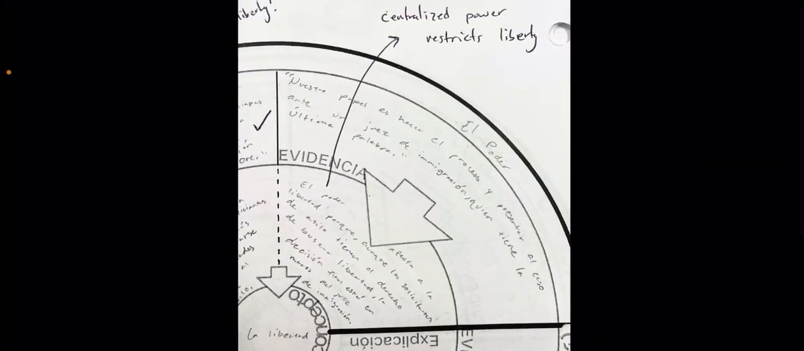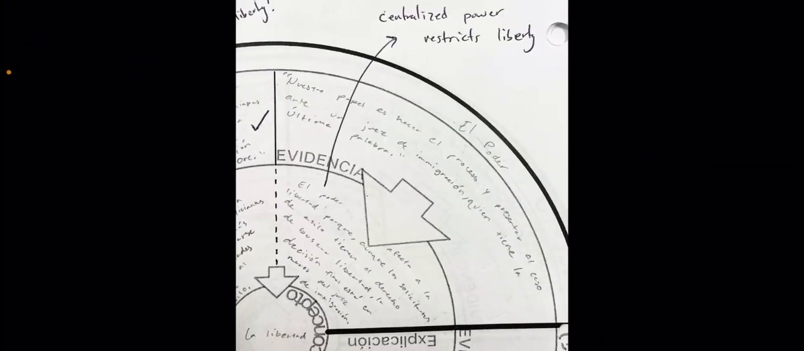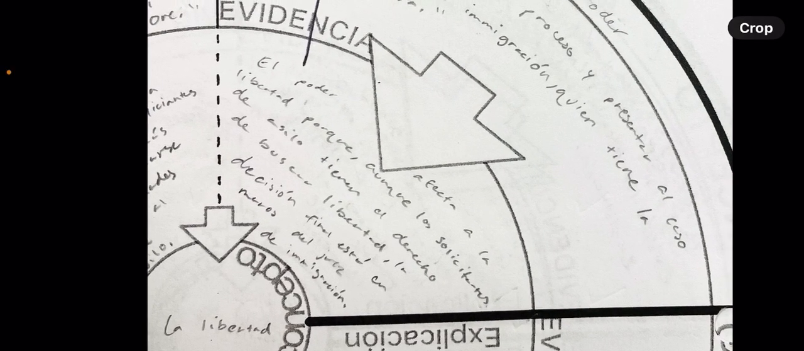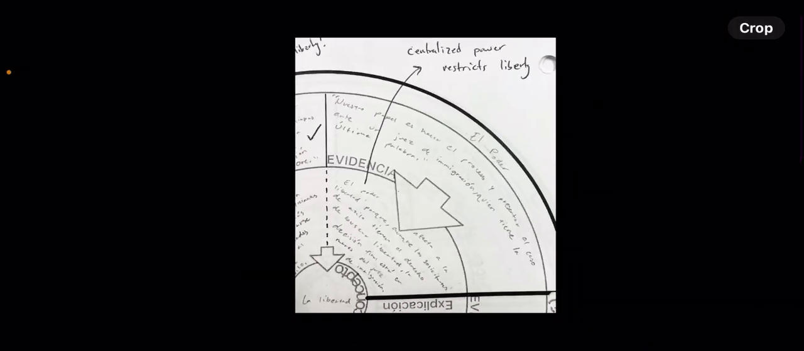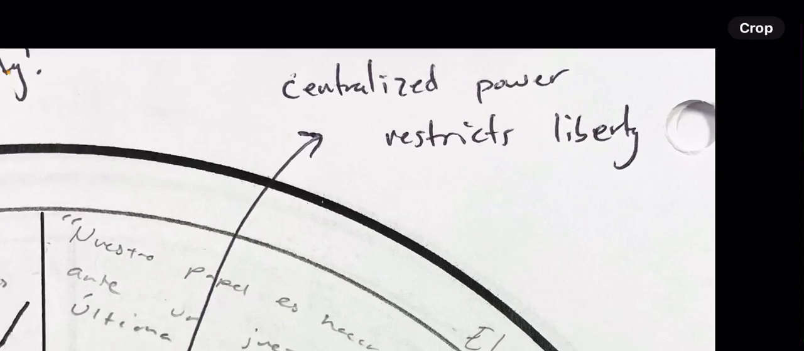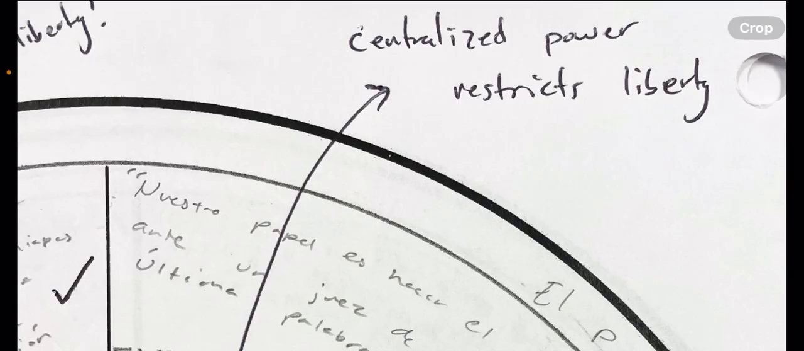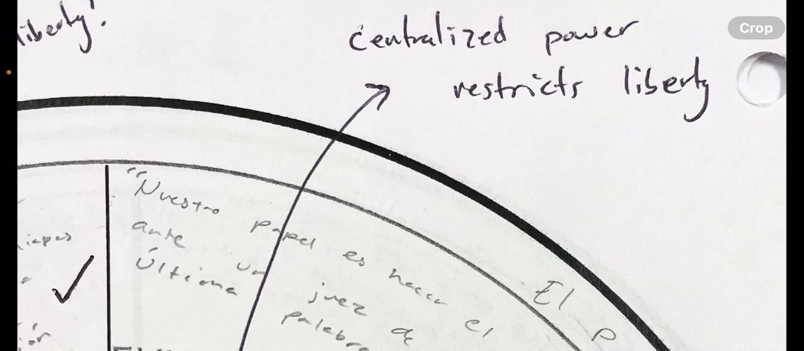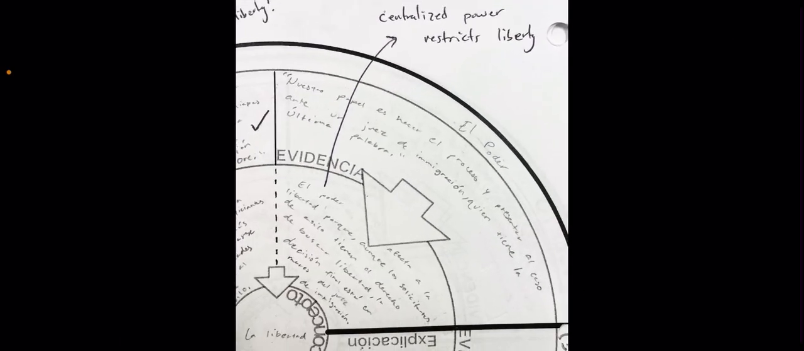Ultimately, we want to get to sentences like this. I summarized this person's idea very succinctly: centralized power restricts liberty. And see that word, restricts? That's the kind of word that you're looking for in order to show a relationship between your two concepts.